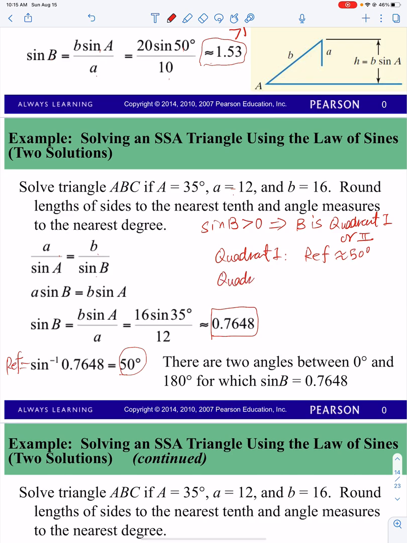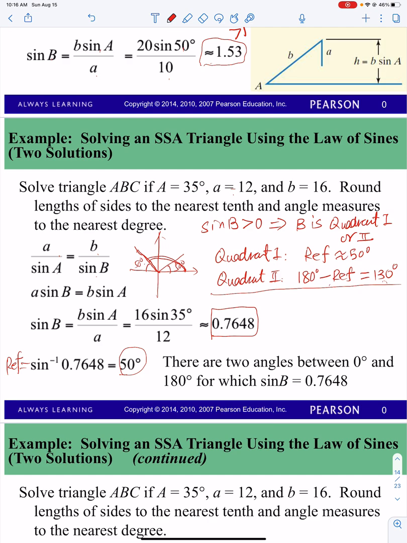In quadrant 2, what will be the angle? Do not forget, it is 180 or pi minus the reference. Because it will be what? 130 degrees. Think about this. So reference is either 50 here or 50 here, yeah? Reference means the angle between the terminal side and the x-axis. So this angle will be 180 minus 50, which is 130 degrees. Okay, so there are two possible angles, either 50 or 130.